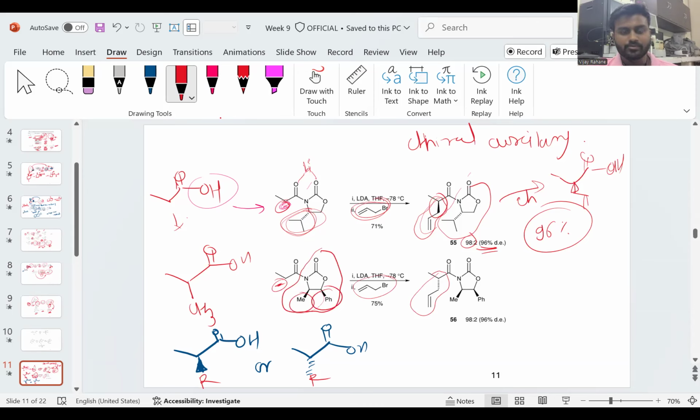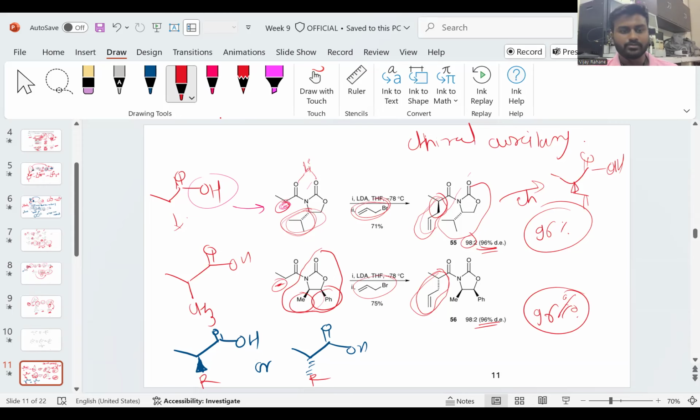So whatever the new group or molecule comes in the vicinity to form a bond will come from the downside. And you can see the stereochemistry, how we get the stereochemistry directing downward. And in this case also the diastereomeric ratio is about 96%. So this is one of the classical examples of the use of a chiral auxiliary to get stereoselective carbon-carbon bond formation.